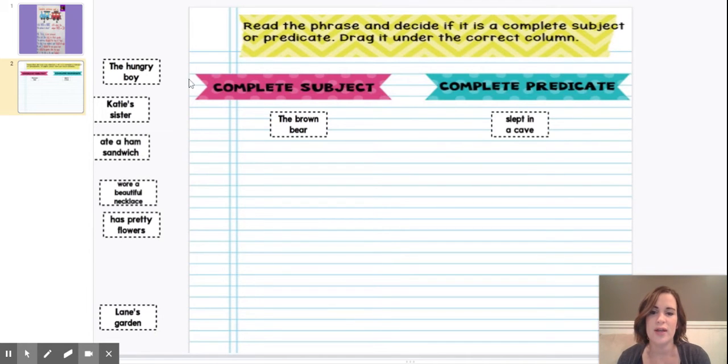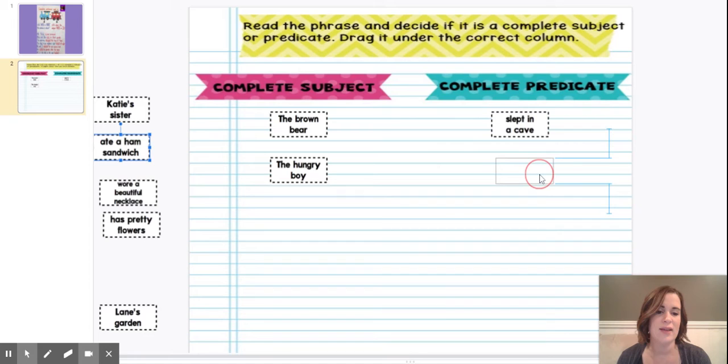So now let's look for another subject. We'll do this one, the hungry boy. So let's look for a complete predicate to complete the sentence. The hungry boy ate a ham sandwich. That makes sense. So I'm going to drag that over here to make a complete sentence. The hungry boy ate a ham sandwich.